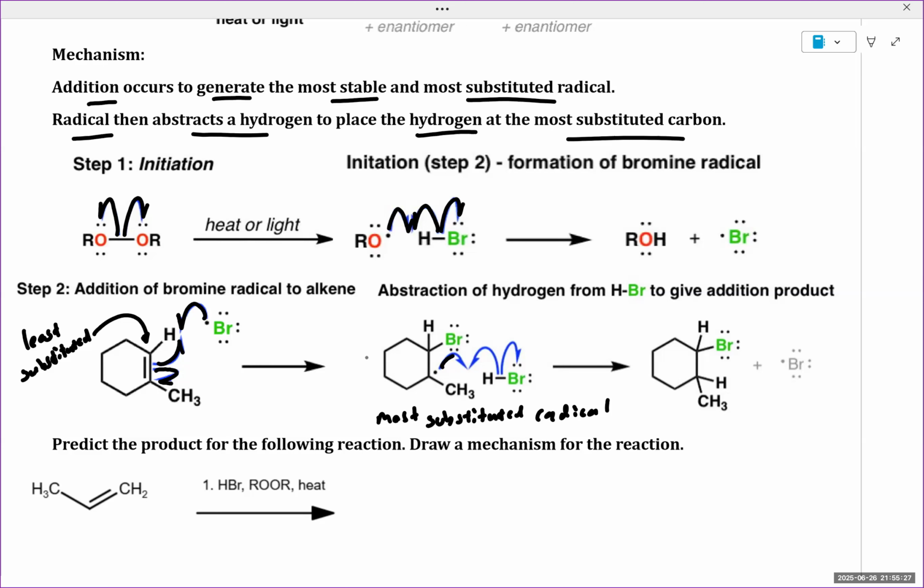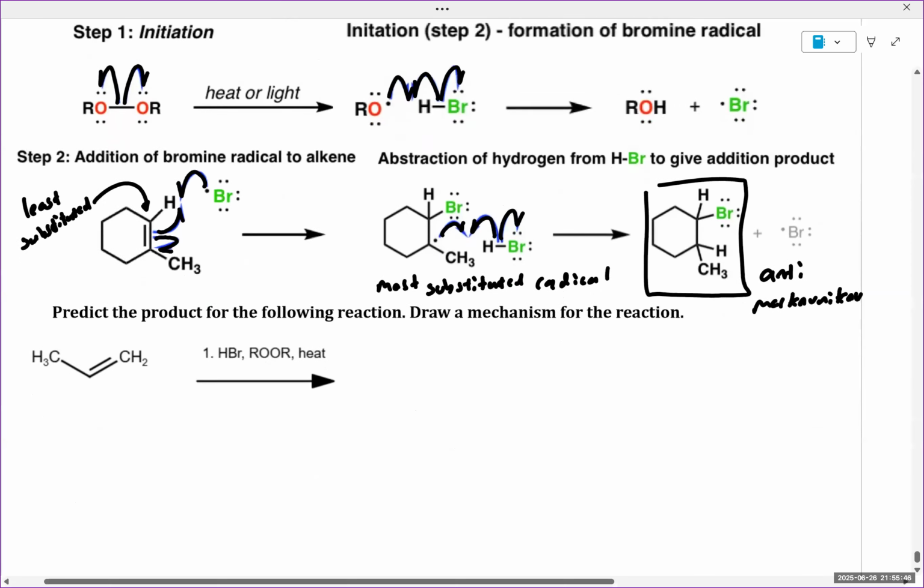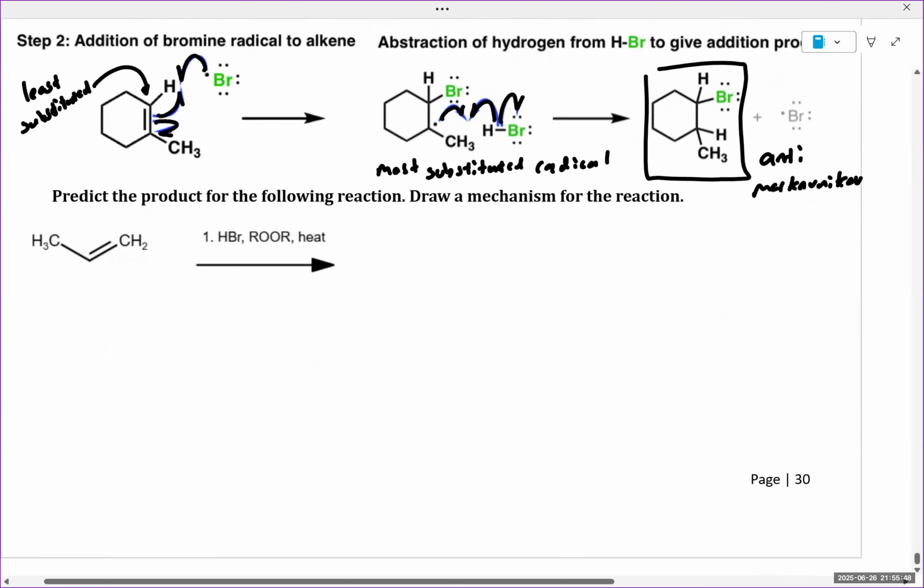The radical that's generated then abstracts a hydrogen, and this yields our hydrobromination product. Notice it is anti-Markovnikov regiochemistry. So let's apply what we've learned and try to predict the product from the following reaction and draw a mechanism for this reaction. Pause the video, take a few moments, and then we'll discuss.